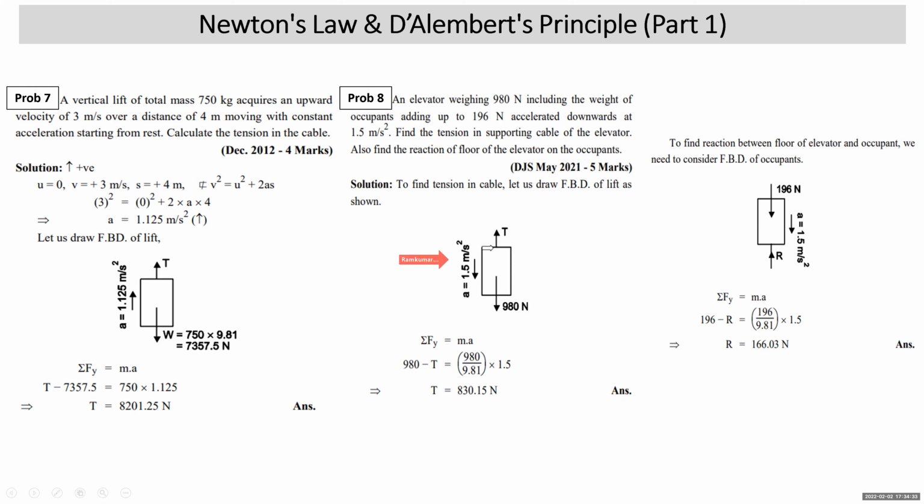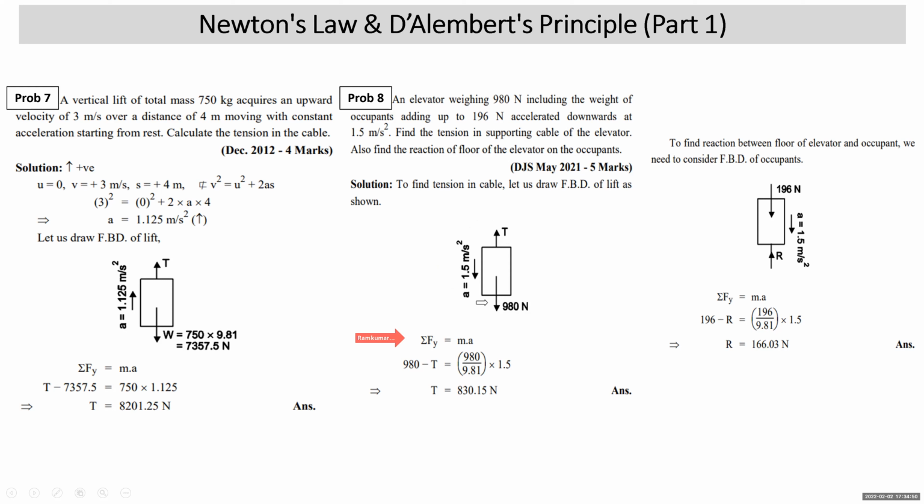Now, FBD of the lift or elevator, as in the previous problem: weight of the lift will be vertically down, tension will be vertically up, acceleration is downward. We write sigma Fy is equal to ma. As acceleration is downward, more forces must be downward, so we'll take downward force as positive.